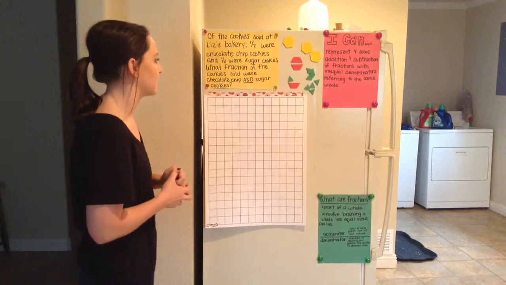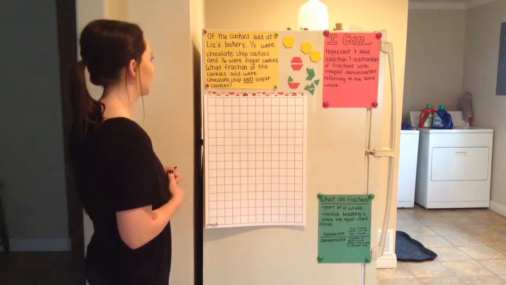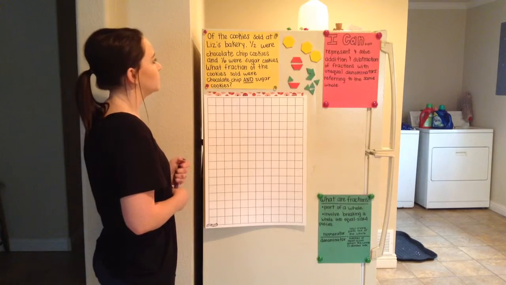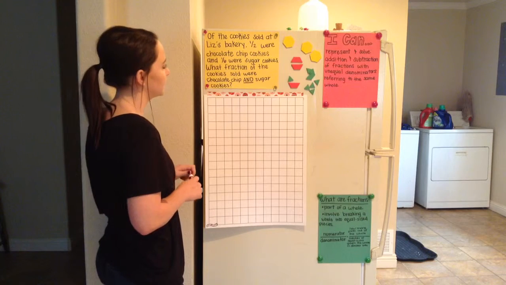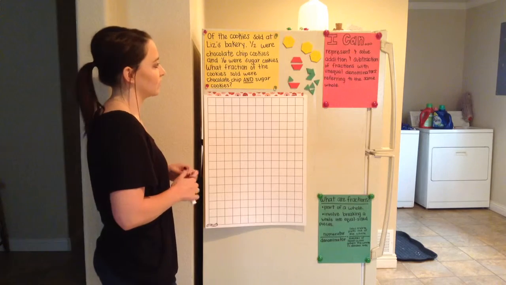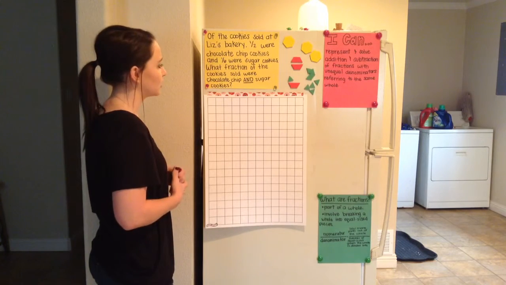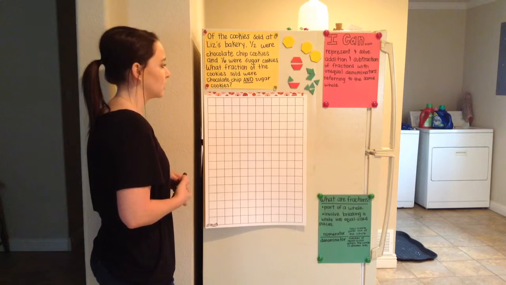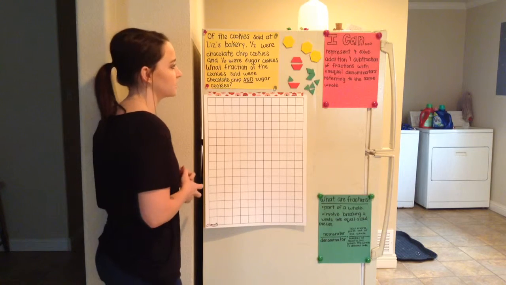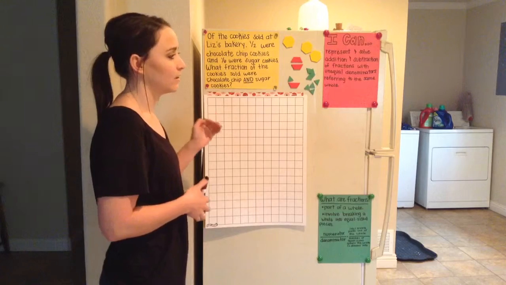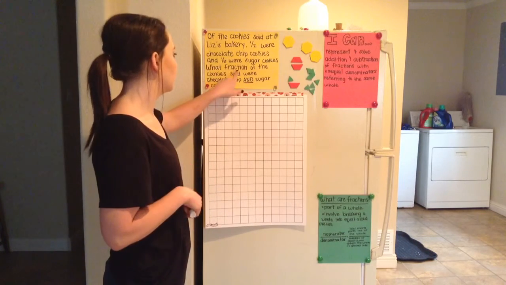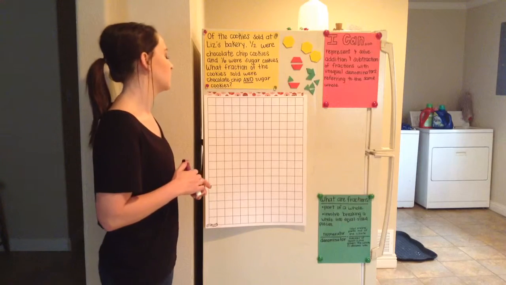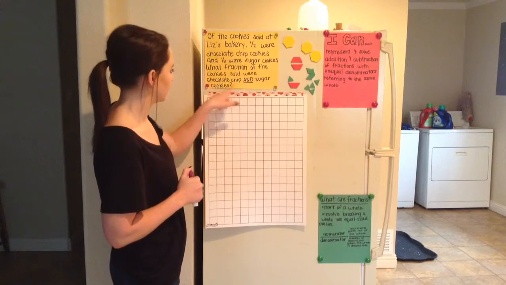With that, let's start with our word problem here. Of the cookies sold at Liz's Bakery, half were chocolate chip cookies and 1/6 were sugar cookies. What fraction of the cookies sold were chocolate chip and sugar cookies? Alright, after reading our question, let's just read the question part. What fraction of the cookies sold were chocolate chip and sugar cookies?